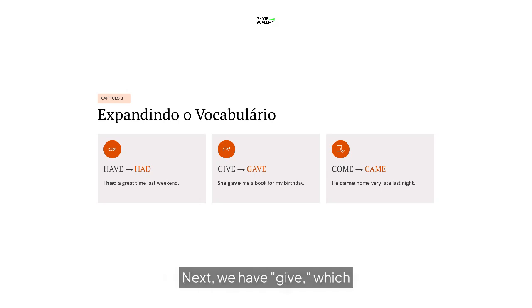Next, we have give, which transforms into gave. Imagine it's your birthday and a friend surprises you by saying, she gave me a book for my birthday.